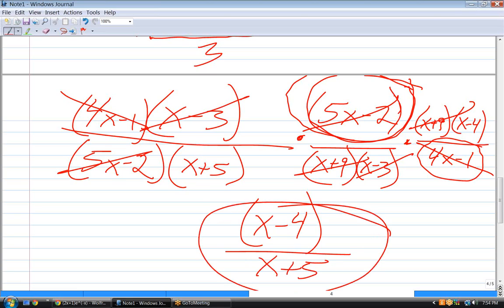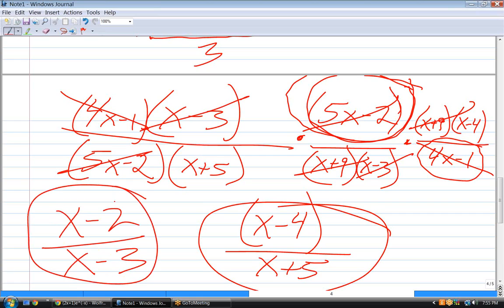Now, in all of these problems, the only time you can cancel stuff is if they're exactly the same. Almost. I'm going to give you one exception to that. But if I have an x minus 2 over an x minus 3, I can't do anything with that. That's the simplified final form.